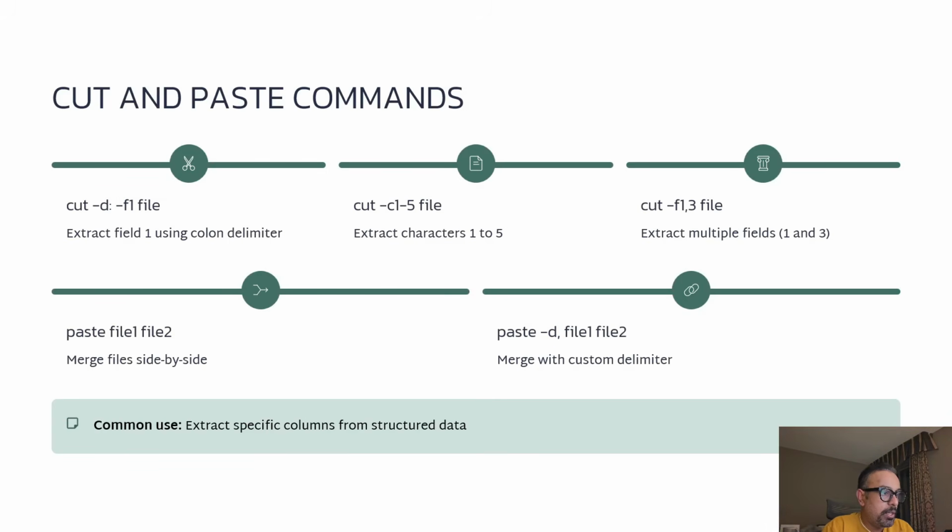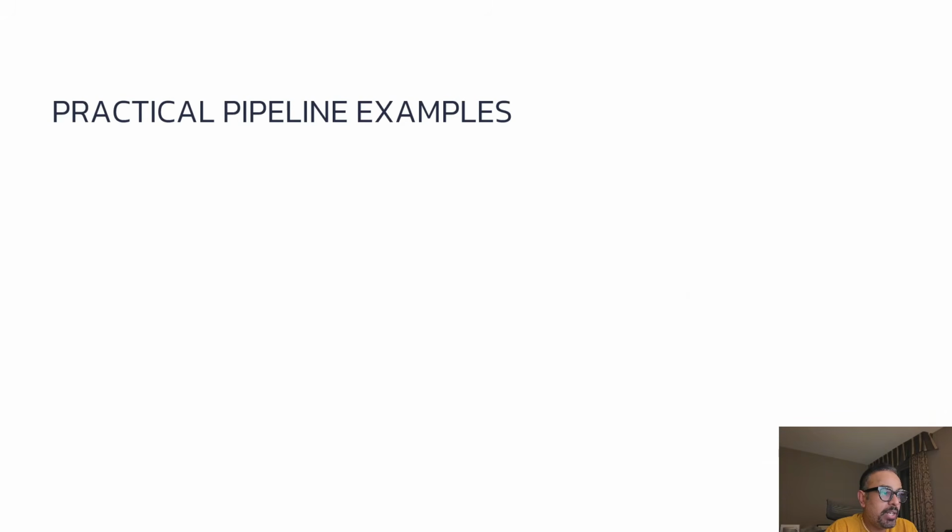The most common use case is extracting specific columns from structured data. You can also combine multiple of these commands by using pipe. Now let's bring everything together with real world pipeline examples. These are the kinds of commands you might use for your log analysis, system monitoring, and troubleshooting.